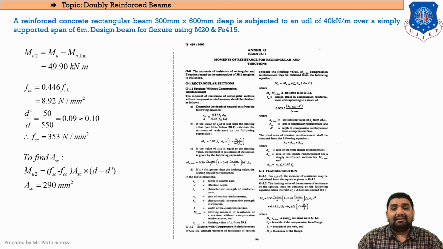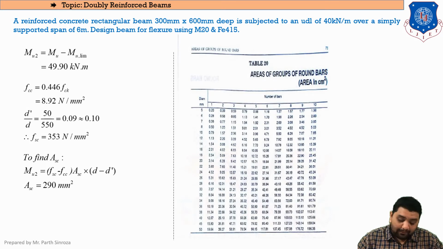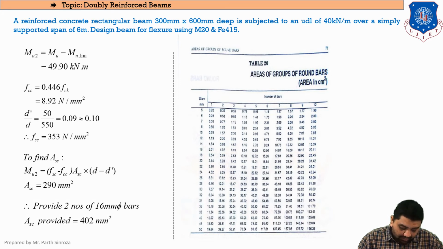Now after finding the steel, the next step will always be to provide the number of steel bars, and for that we'll be referring to our steel table. So using the steel table, we'll be opting for a value that is greater than 2.90. The value that is greater than 2.90 comes under this category, that is 4.02, that is two numbers of bars of 16 mm diameter. So we'll be providing this bar. You can opt for any value, you just need to remember that the value should be greater than 2.90 centimeter square, and the number of bars should fall between 2 to 6. So this is how we'll be determining the value of Asc and finding the number of steel bars in the compression zone.